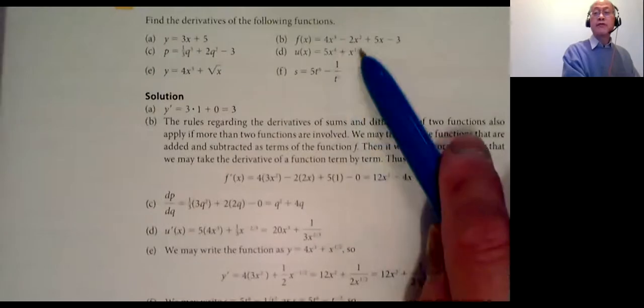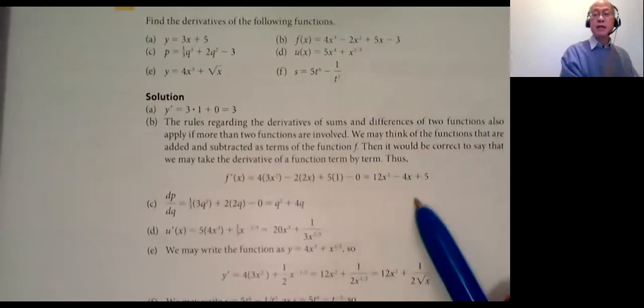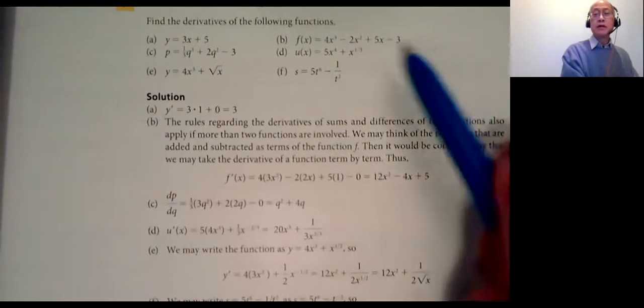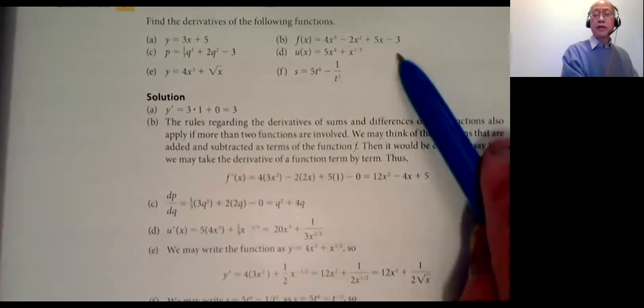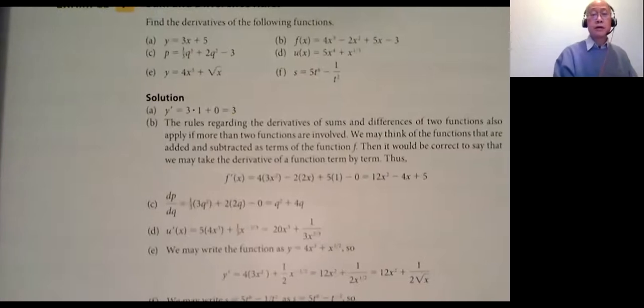Then the derivative of negative 2x squared is negative 4x. The derivative of 5x is 5. The derivative of negative 3 is 0, so you don't have to write it. And that's about it.